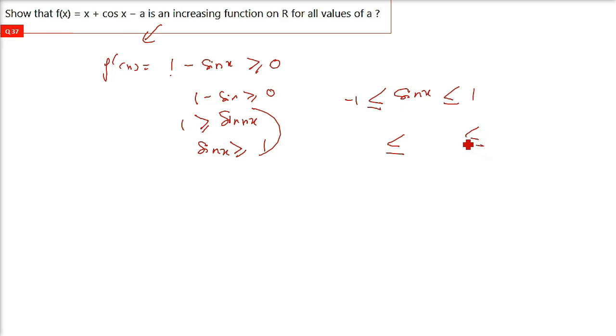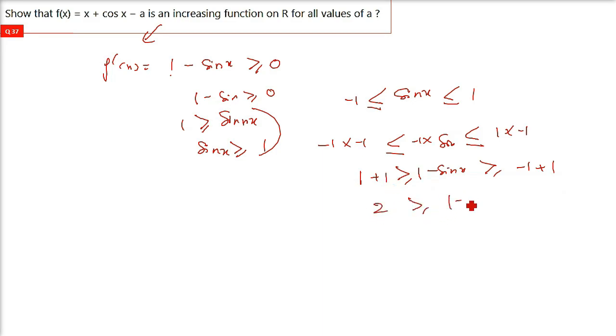Now I'll multiply both sides by -1. When I multiply both sides by -1, the inequality signs will change. Less than or equal to will be greater than or equal to. This is -1, this is -1. Now add 1 to both sides, because we are in the process of getting 1 - sin x. So when you add 1, you'll get 1 - sin x between 1 and 2. Now what are 1 and 2? They both are positive. It means 1 - sin x will never get any number which is negative. So it is always greater than or equal to 0.